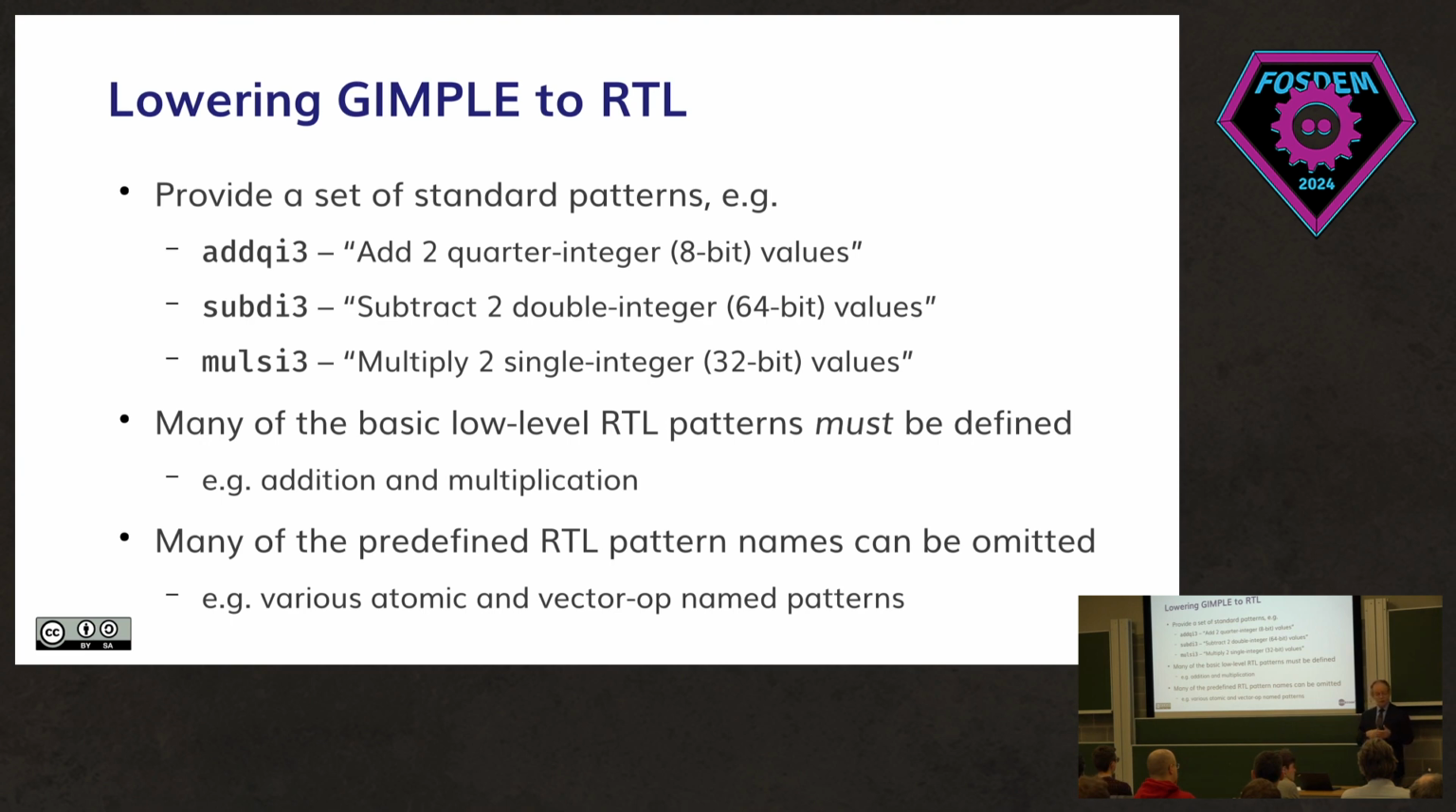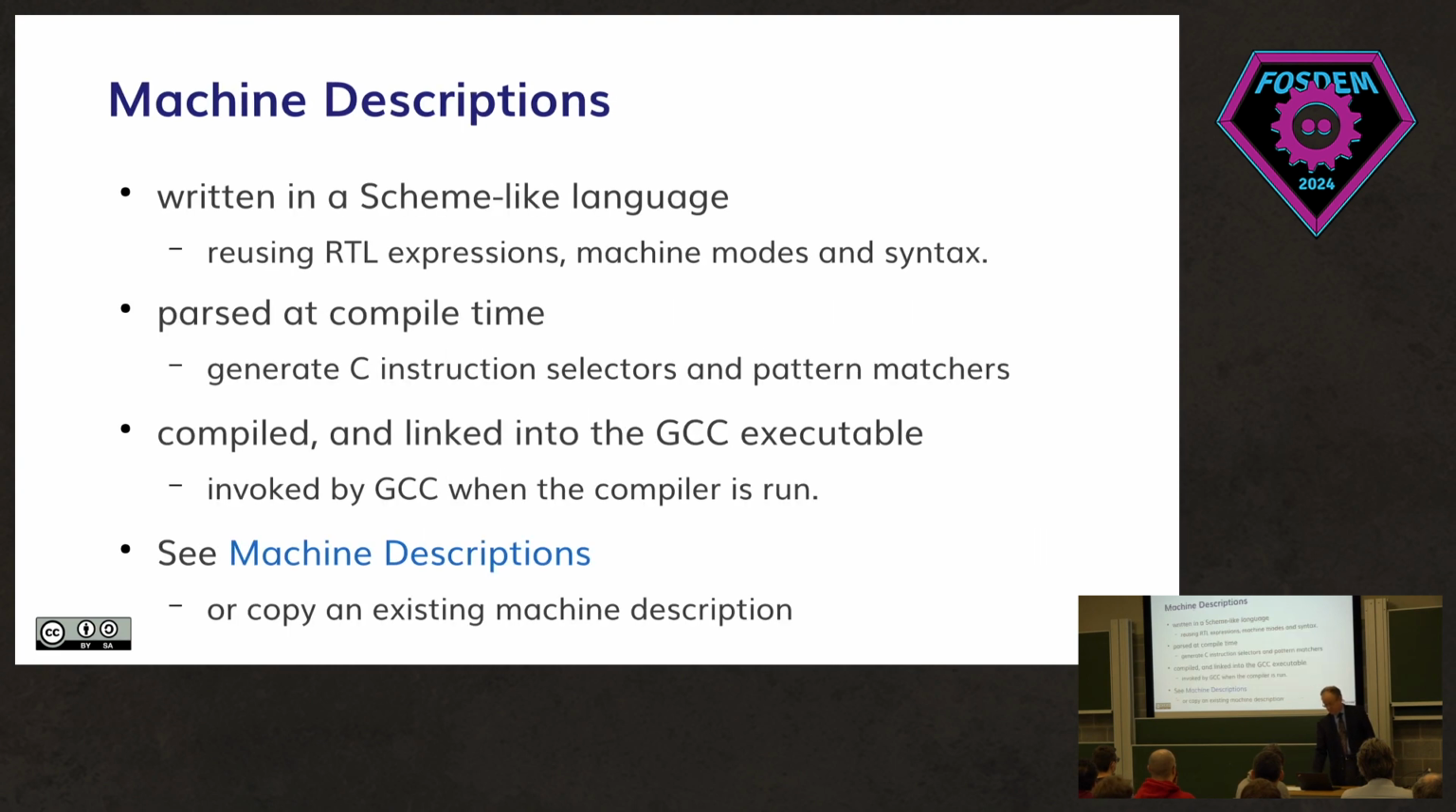Quite a lot of these have to be defined, but some of them don't need it. You don't need atomic and vector patterns if you haven't got atomic ops, or if you're not a vector machine. As I say, when we build the compiler, it's parsed, and all that Scheme-like description of these patterns will be turned into C, which is then compiled and put in your GCC compiler.